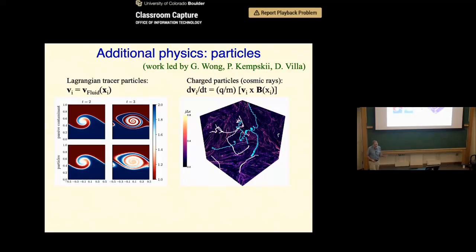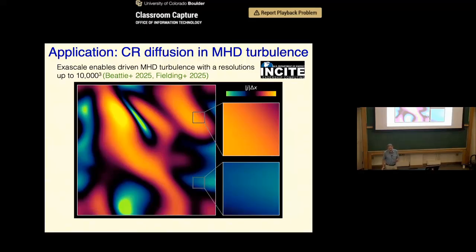And then in addition, we have these particle modules that allow us to integrate motions of cosmic rays or Lagrangian tracer particles, which you can use to trace the flow. Let me just demonstrate the particle module with an application that Drummond Fielding, Philip Kempski and a few others are calculating, which is to look at propagation of cosmic rays in MHD turbulence. At exascale, you can now do 10,000 cubed simulations of turbulent boxes quite regularly. There are now several papers which have reached these resolutions, by James Beattie and now by Drummond Fielding.